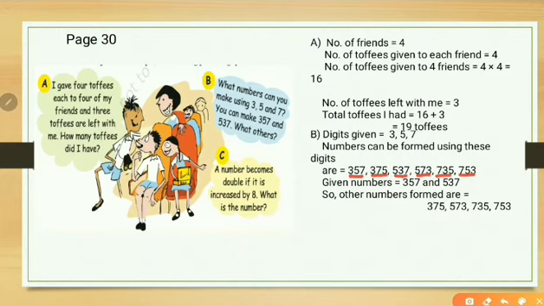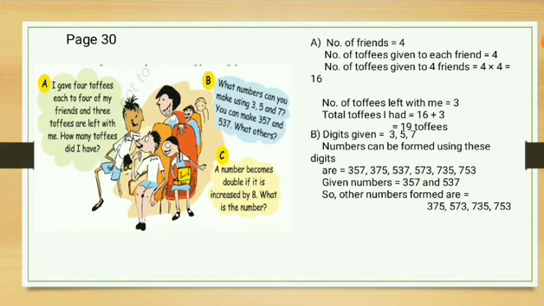But what are the numbers given? These two are already given, 357 and 537. So other numbers formed will be 375, 573, 735, 753. This is your second answer.